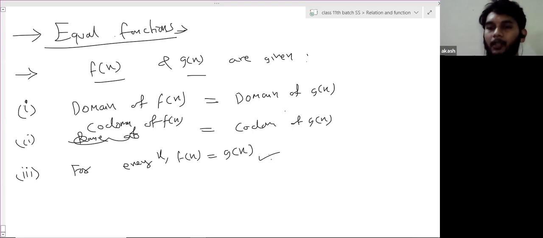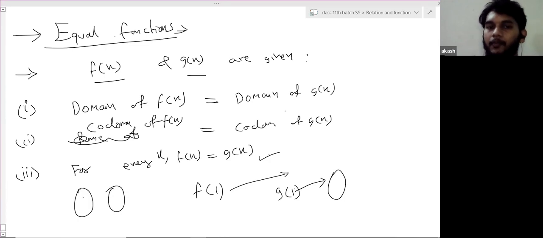Third scenario means suppose I find f of 1. The value I get when I put x equals to 1 should be the same value I should get when I put 1 in g of x. Is this thing clear? 1 should be related to the same element in set B. If this is the function f of x, 1 is related to a, then in g of x also 1 should be related to a only. This thing is clear?